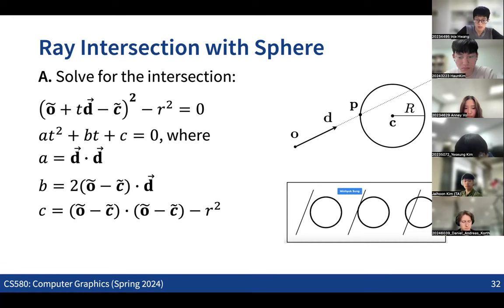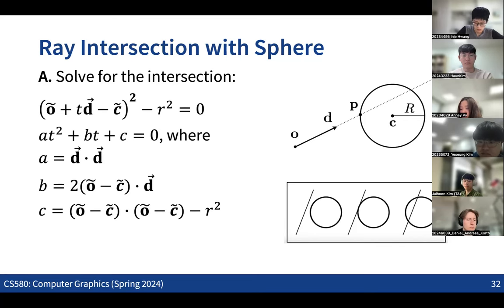And if you have a single solution, there might be a case where the ray is intersecting at a single point like this. Or typically we're going to see cases where the ray is intersecting the sphere at two points. So we can pick one of the two solutions, the one with the smaller t, but still a non-negative t. That gives the first intersection point between the ray and the sphere.